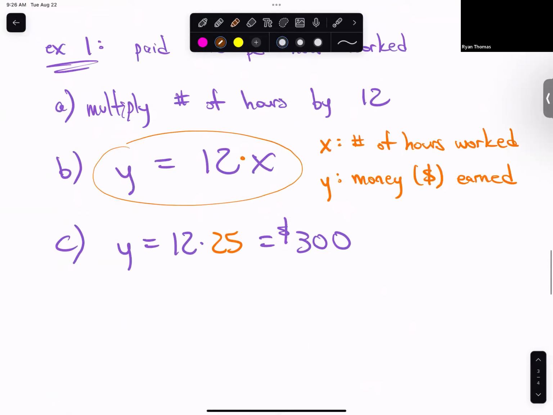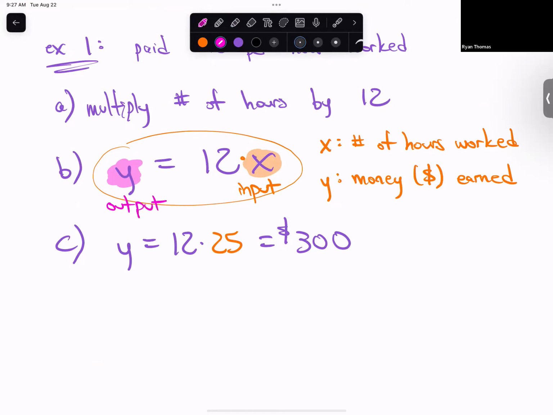Let me scroll back to where I wrote this thing down. Here, it makes more sense to think about the number of hours as being the thing that I have some control over, right? Thinking of that as the thing that goes into the process, into the machine. And then the amount I get paid as being what comes back out, the output. But in order to be a function, one of these should always give me one of these.